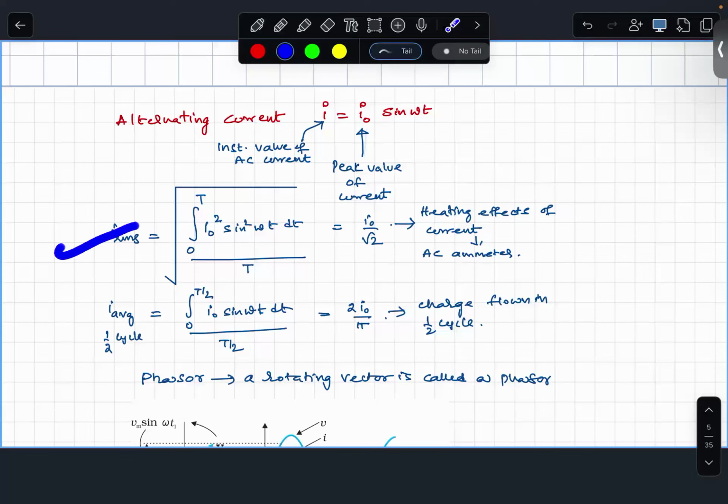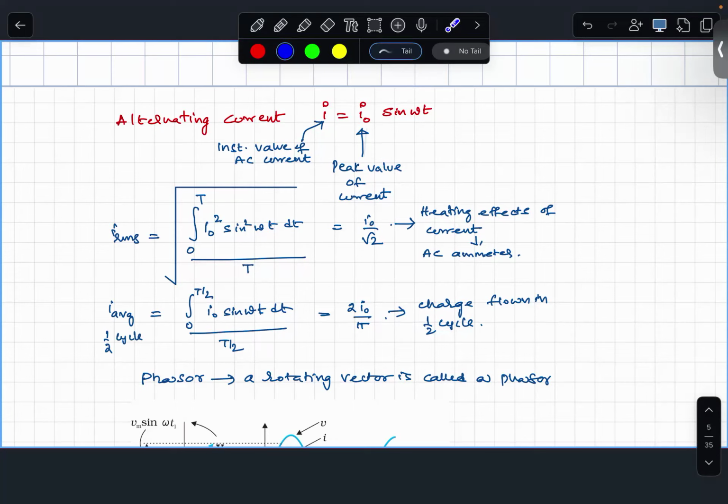Now, the usual RMS value for a sine function or cos function is I naught by root 2 and the average value is 2 I naught by pi. This you already know. Mathematically, you can work on this. Remember, you are allowed to use these formulas, I naught by root 2 or 2 I naught by pi, under only certain conditions. What is that?